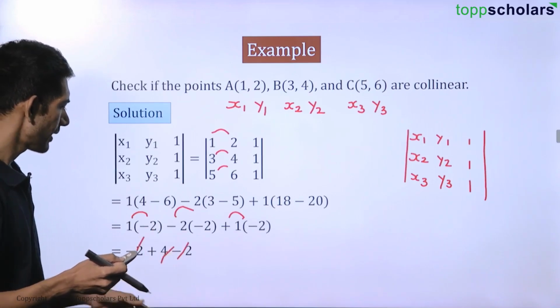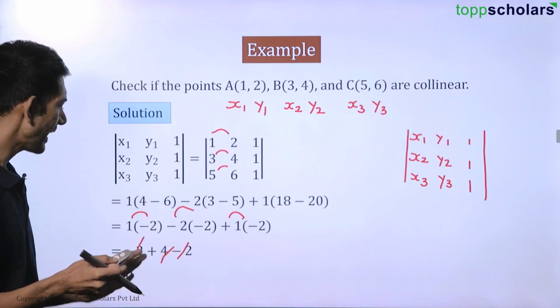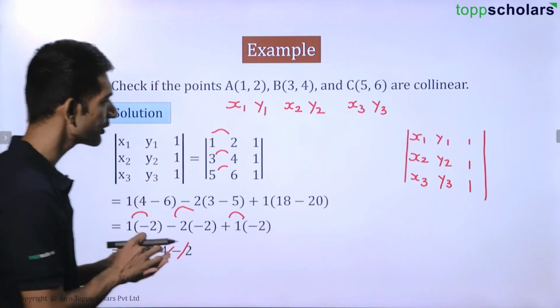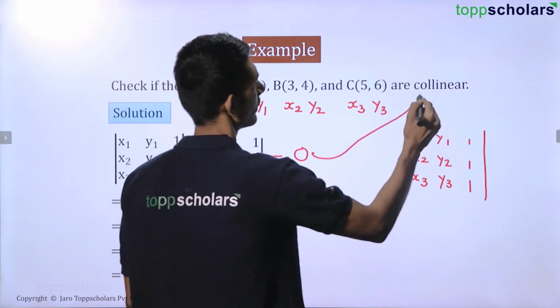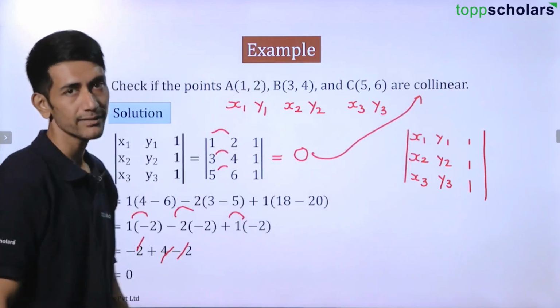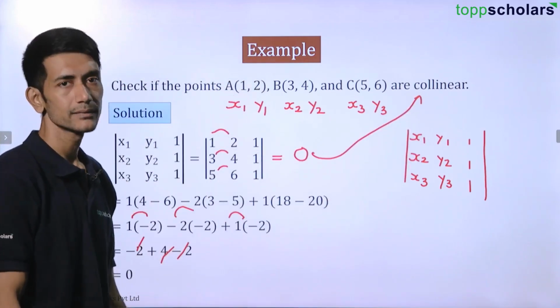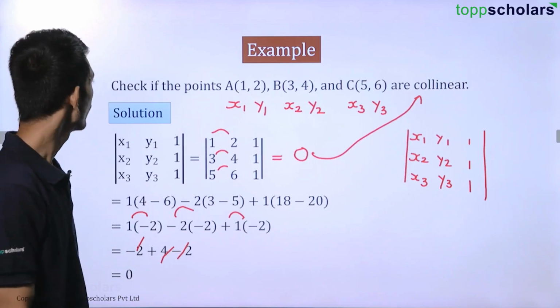Cancel. Answer is 0. Since the answer is 0, what does that mean? The determinant is 0. Correct? This shows that the 3 points are collinear. Clear? Simple? Okay.